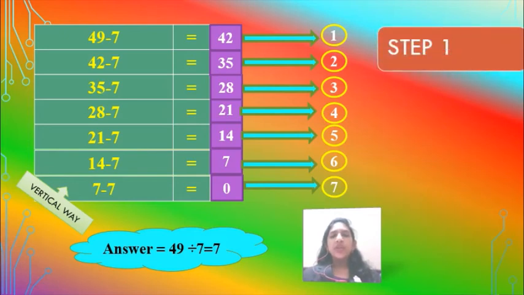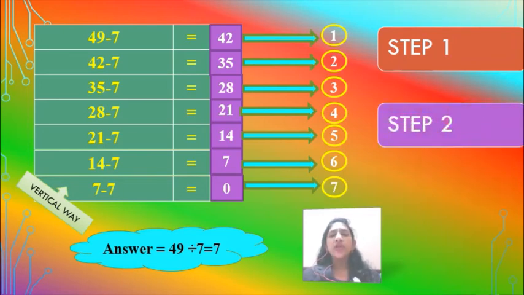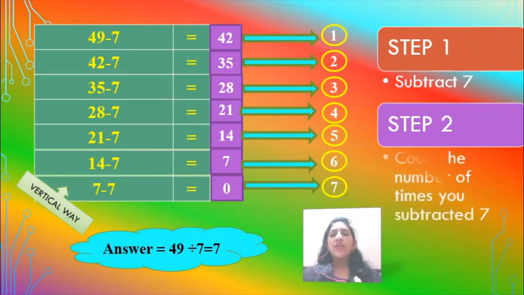So let's just understand division by repeated subtraction. There are two steps that are involved. First step is to subtract the number of equal groups or equal distribution of items or objects that you need to make. Here in this case I had to subtract 7 because I had to distribute 7 smileys to my students, right? And in my step 2, I'll need to count the number of times we have subtracted 7 from the 49, right?